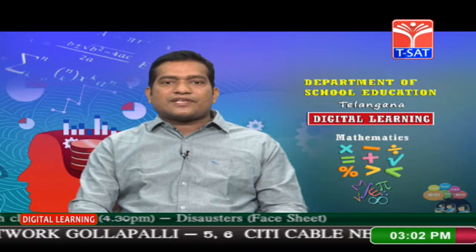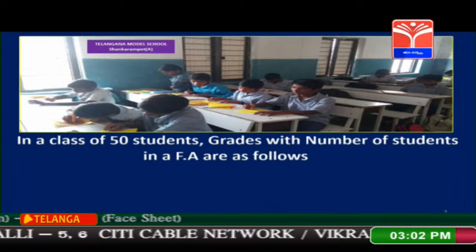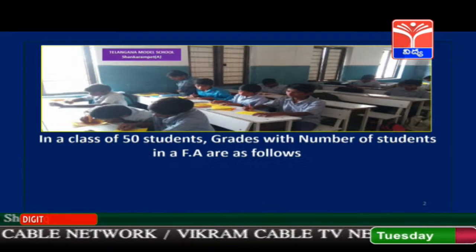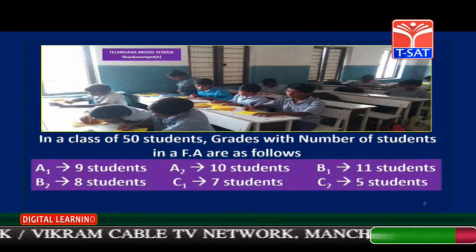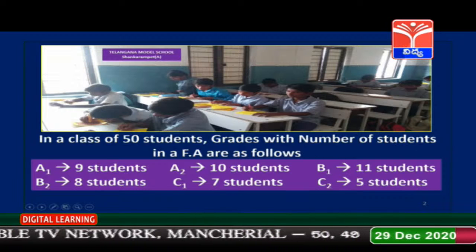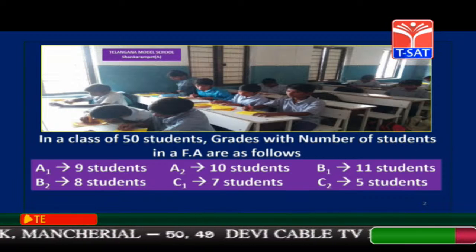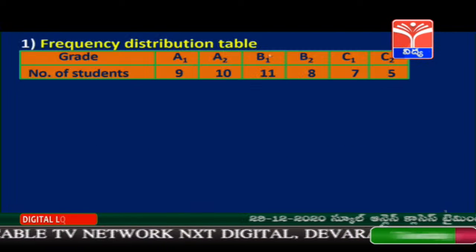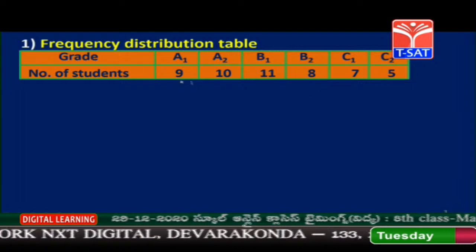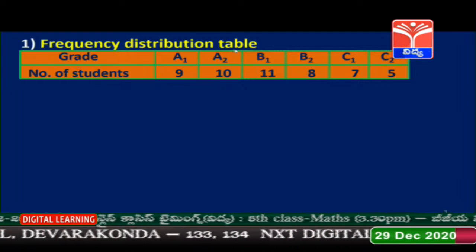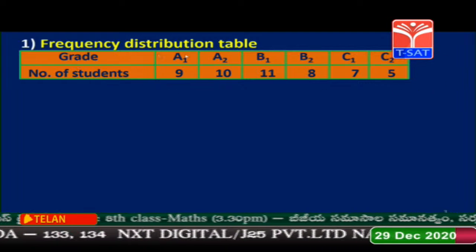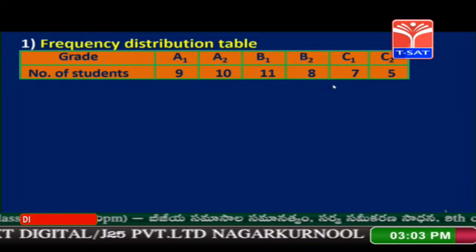Okay children, now observe the screen. It is a classroom. Grades with number of students in a FA are as follows. Children, this is the raw data. How can we represent this raw data in the form of table? Let us understand. Children, like this we can represent the previous raw data in the form of frequency distribution table. Now, can we represent the same using a graph?